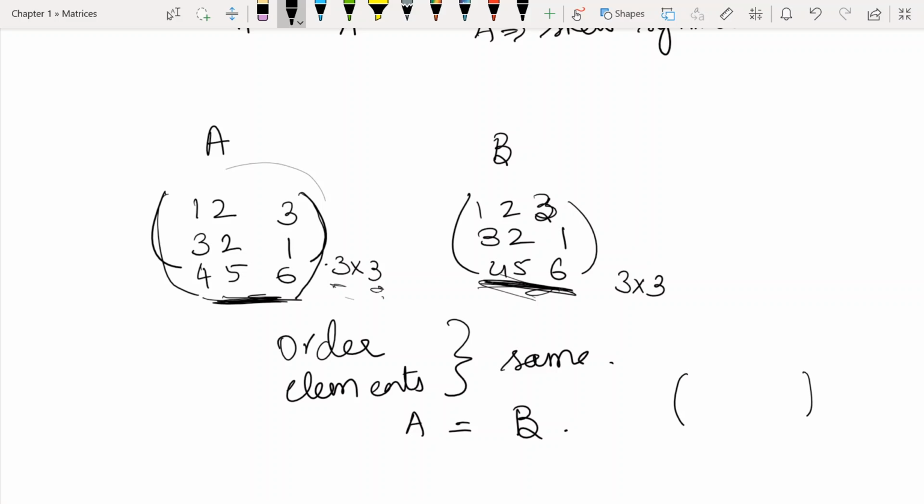Let me give you another example. 1, 2, 3, 4, 5, 6. How many rows is this? 2 rows. How many columns? 3. 2 threes are 6 elements. So that's how we get the number of elements.